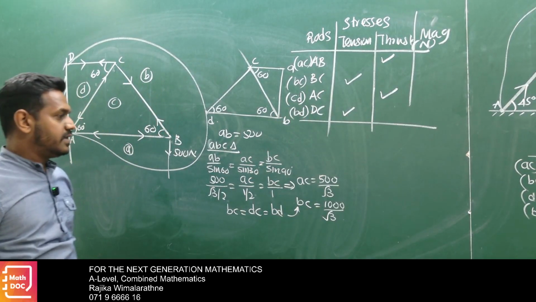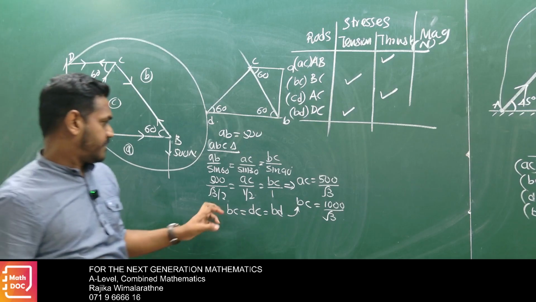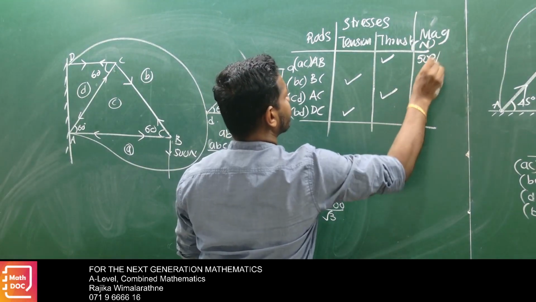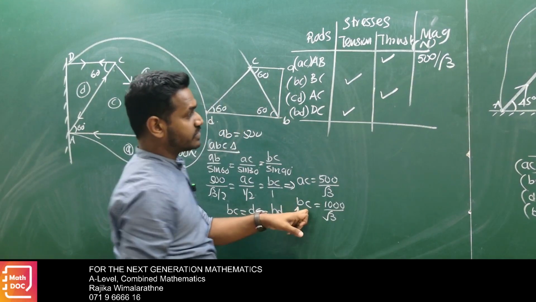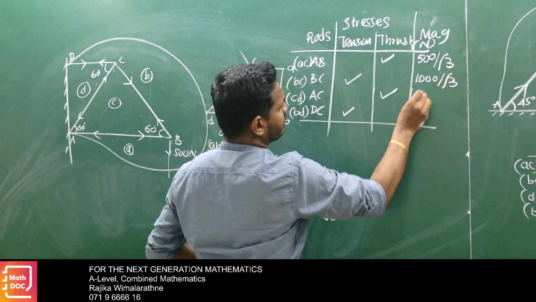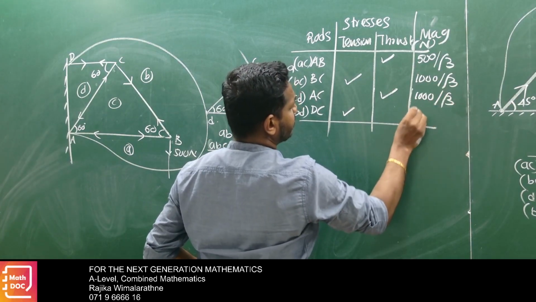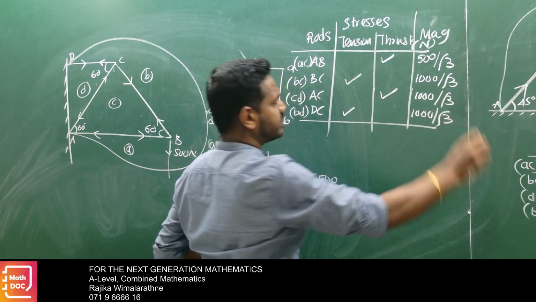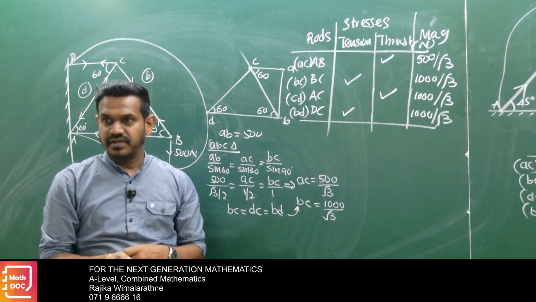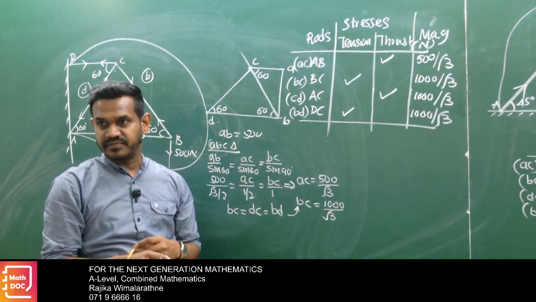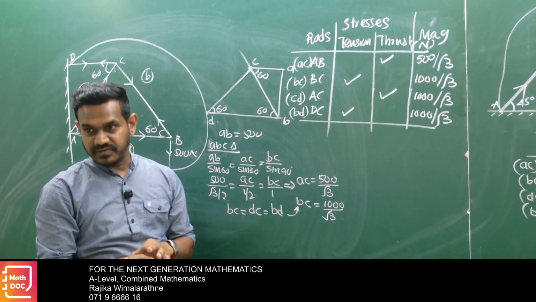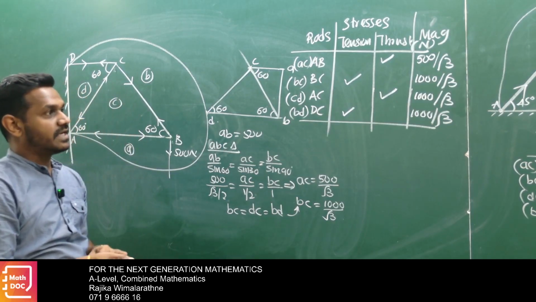Now put the values. Yes, AC, 500 over root 3. BC 1000 over root 3. Then all the others same, no? 1000 over root 3. Boss notation, very simple question. So definitely you will get maximum 9 marks, okay. Minimum 8, but maximum 9 out of 100 for applied. Okay, complete it.